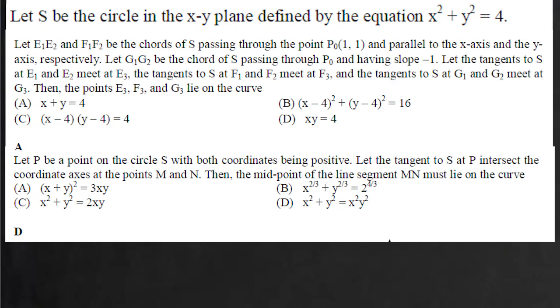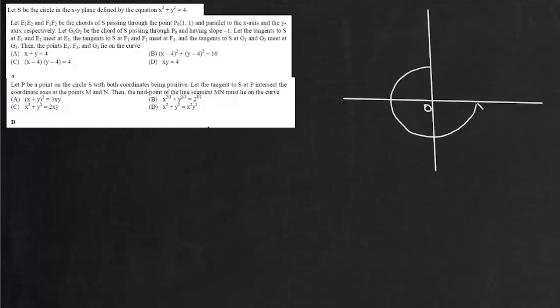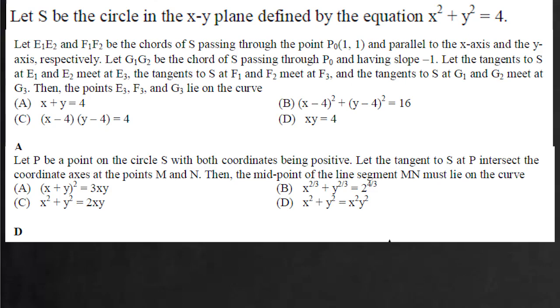Now here the question, we are given a passage in which we are given that let S be a circle in the xy plane defined by the equation x square plus y square equals 4. So we have this circle with center at origin and radius equals 2 units. Let E1, E2 and F1, F2 be the chords of S passing through the point P0, 1, 1 parallel to the x-axis and y-axis respectively. Let G1, G2 be the chord of S passing through P0 and having slope minus 1.